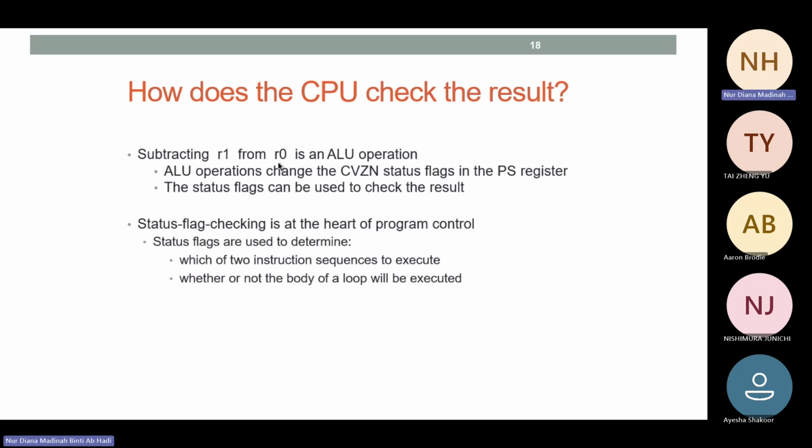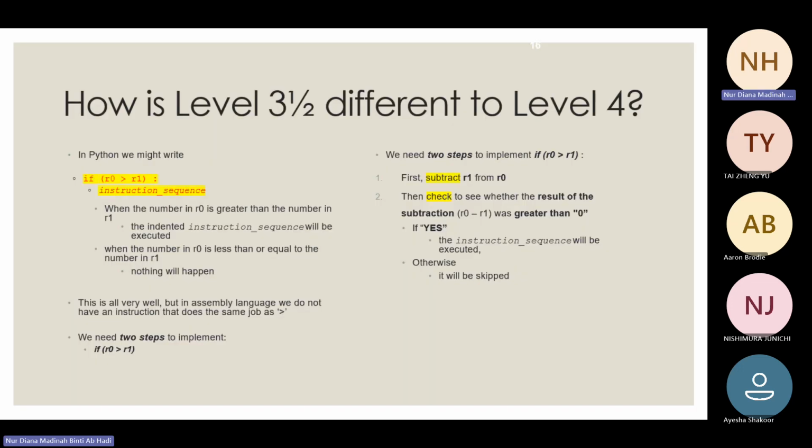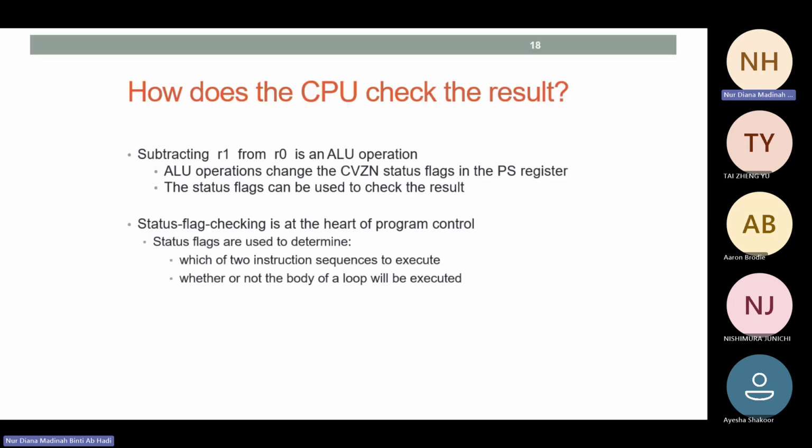So let's continue. Yesterday we stopped at the differences between level 3 half and level 4. Now we are going to see how your CPU checks your results. Subtracting R1 from R0 is an ALU operation. Your ALU operation will change the CVNZ status flags inside the PS register, so the status flags can be used to check the results.